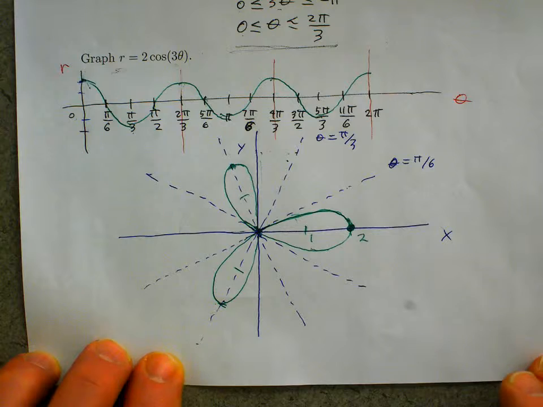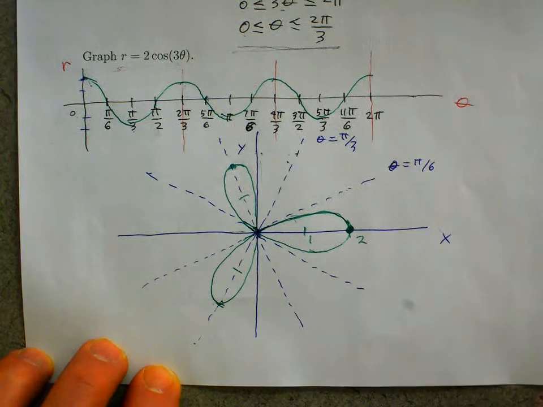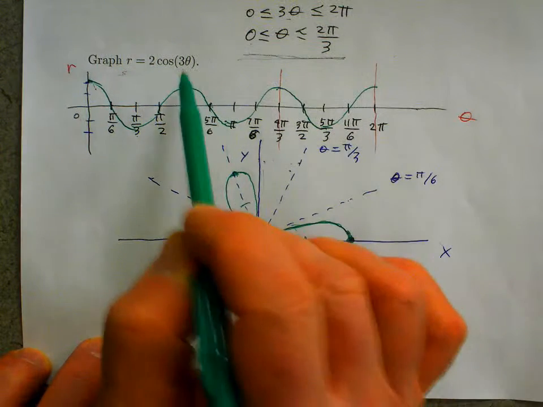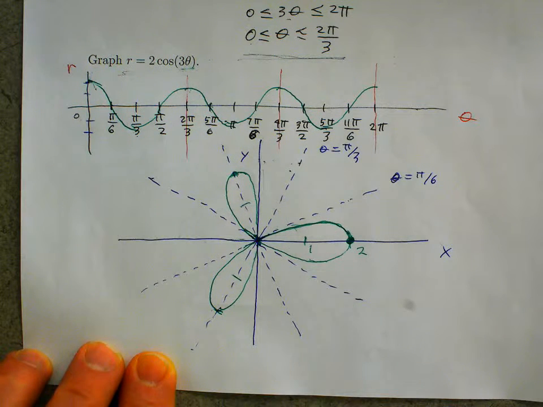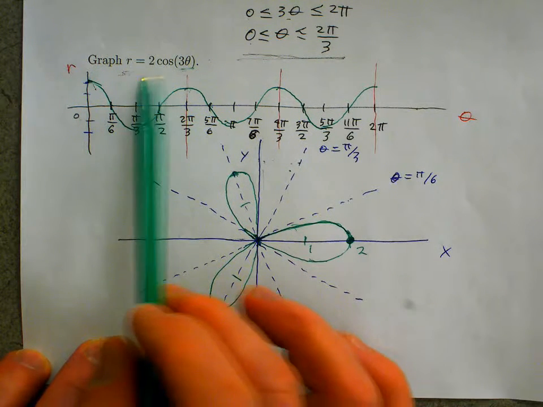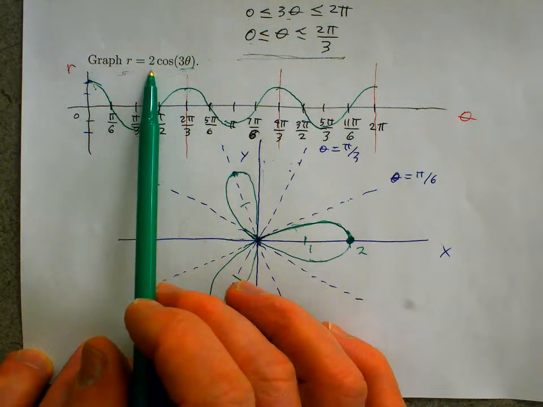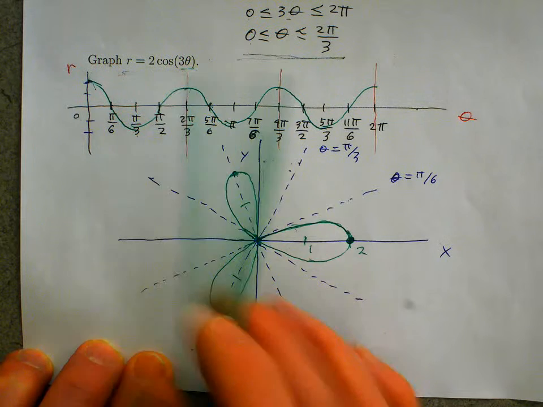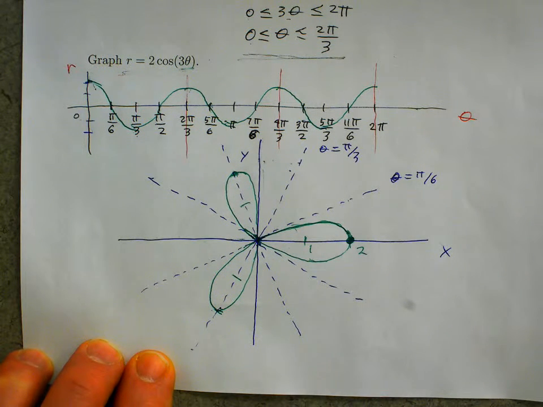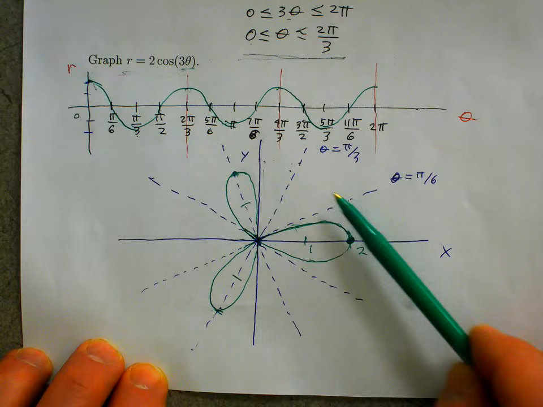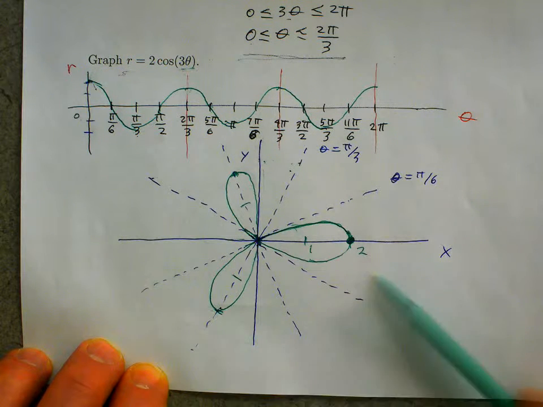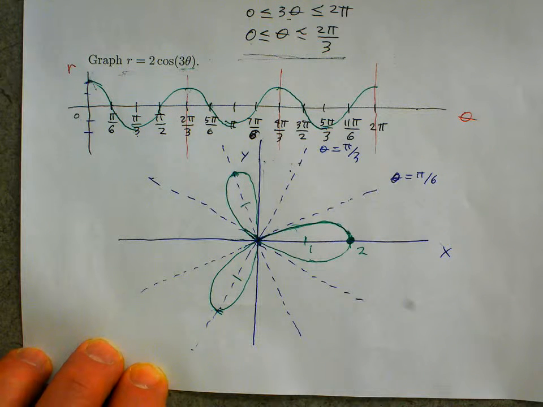Okay, a little bit later, if we don't run out of time, I'll explain how you know if you have something like this. This one's 2 times cosine of 3 theta. If you had something like r equals 2 times sine of 3 theta, it would also have 3 loops. They would occur in different places, of course, since it would be 2 times sine of 3 theta.